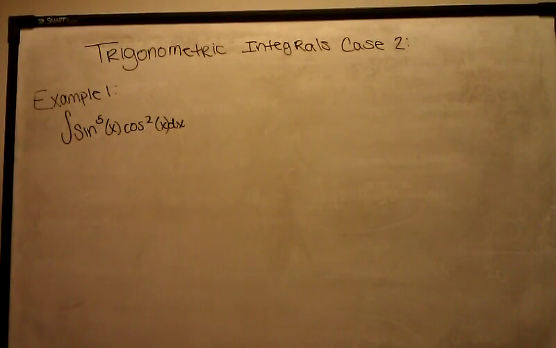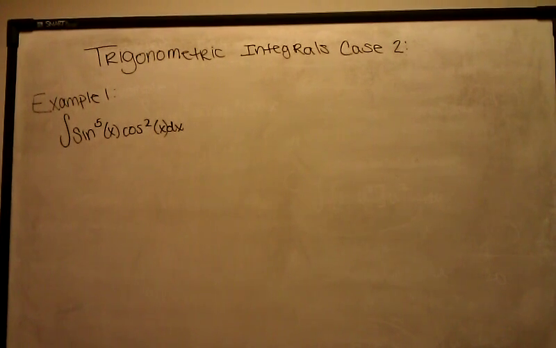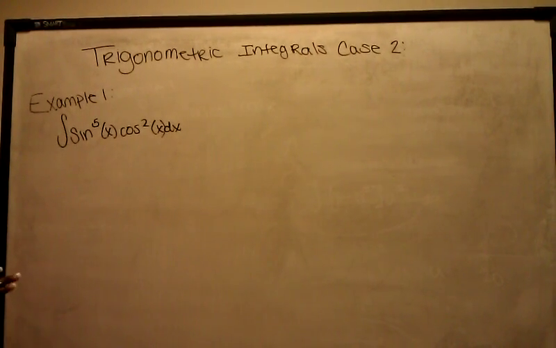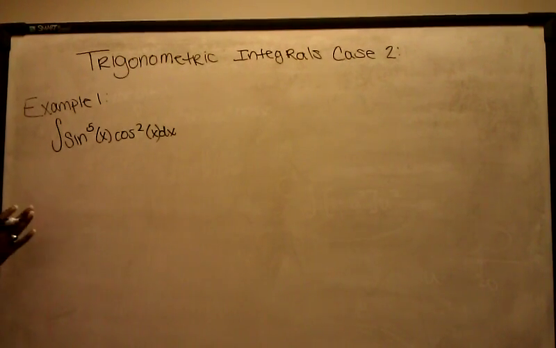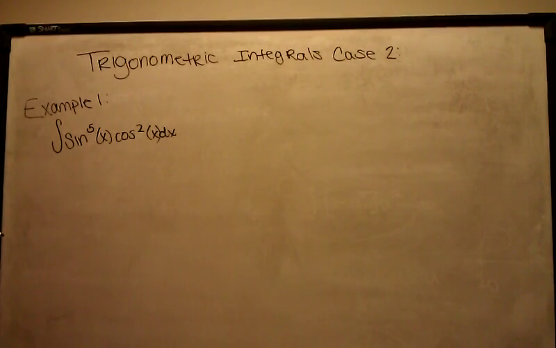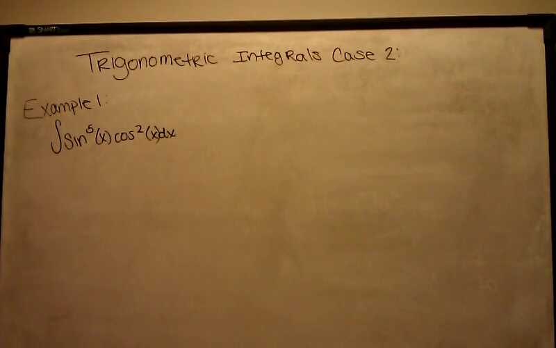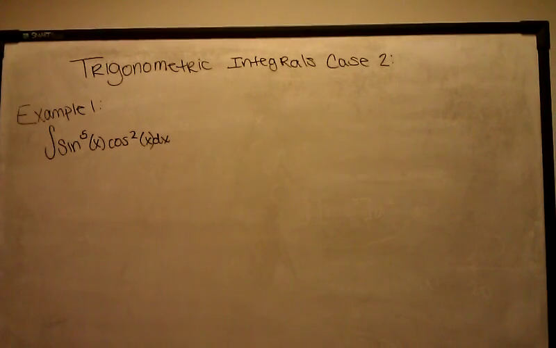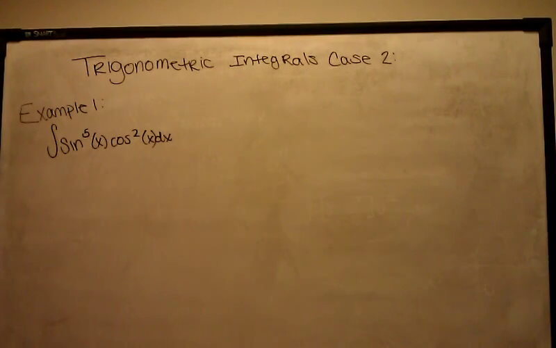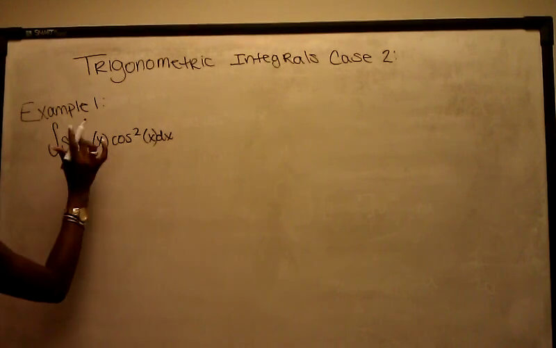Alright, so we're doing trigonometric integrals using case 2. The first example we're going to do today is the integral of sine of x to the fifth times cosine squared of x dx. We're going to end up solving this integral in 3 steps. But before we start with step 1, what we want to look at is our powers.